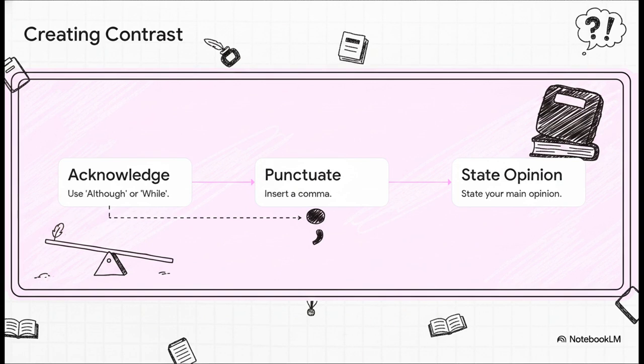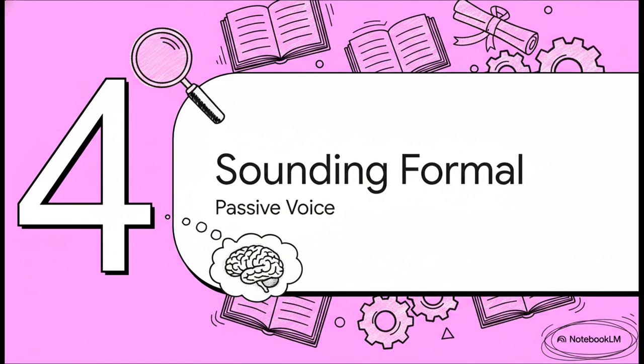And step 3, you drop the heavy weight of your main opinion onto the other side, sending the opposing view flying into the air. You win the argument because you proved you considered their side, but yours is just stronger. All right, let's jump to part 4, sounding formal with the passive voice.